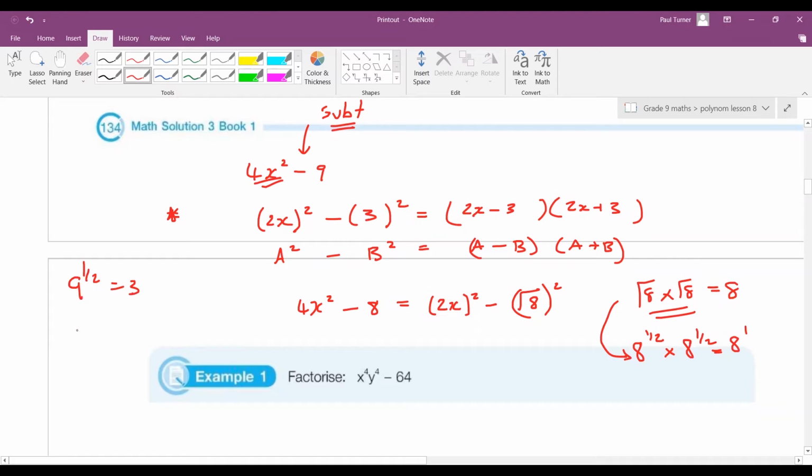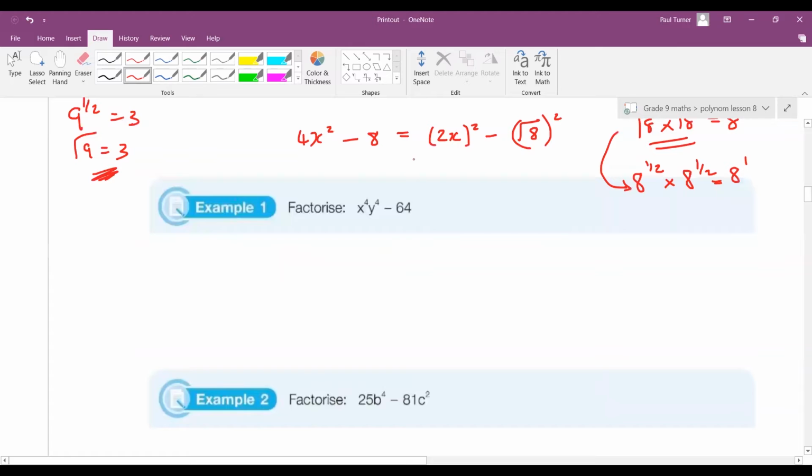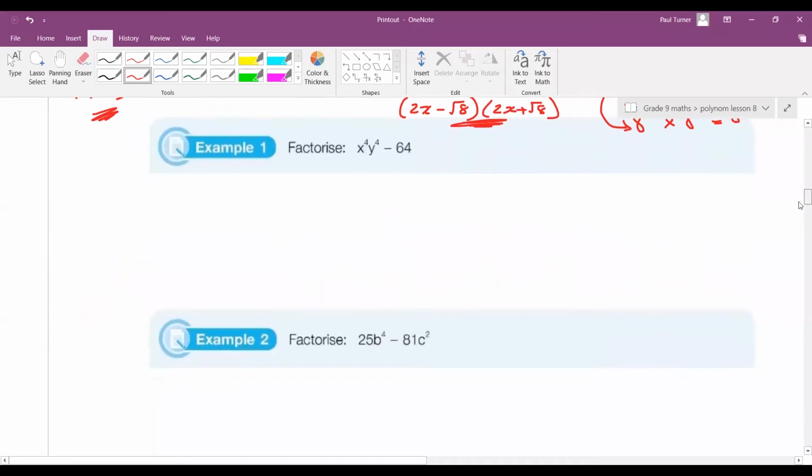Because 9 to the half is square root 9. So you can look at that yourself a bit later. So we're going to use this idea here. Well, also, we could go 2x minus root 8, 2x plus root 8. That can be simplified more, but we'll do that later, another time.